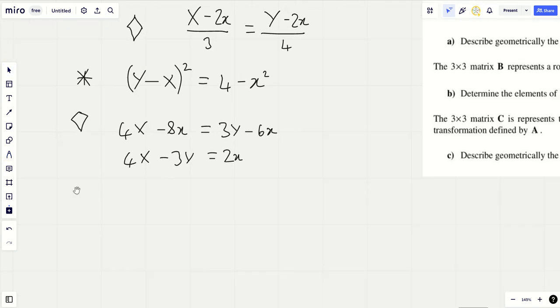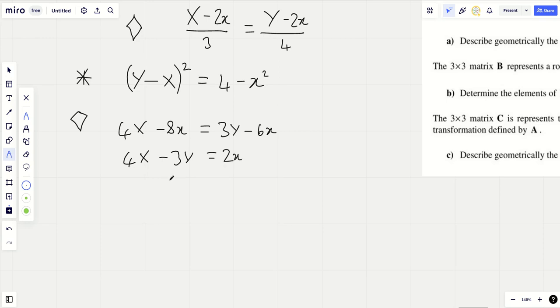Lovely, lovely, yeah? Because now I can make this baby x equals, so I can have 4 capital X minus 3y over 2 equals baby x. Now I can plug that in there, and I've got rid of my parameter. I've done it, I've done it. Now, y minus x, capital X, that is all squared, equals 4.